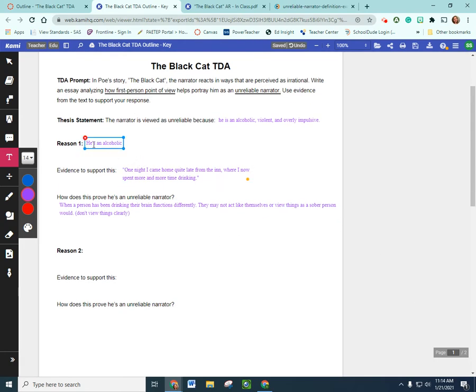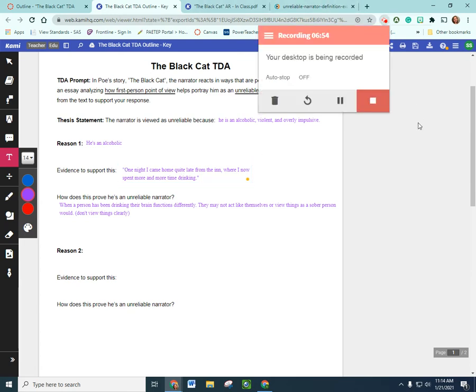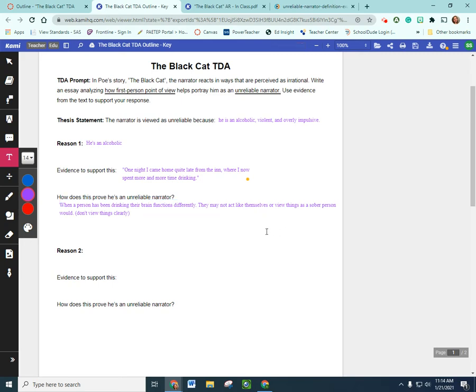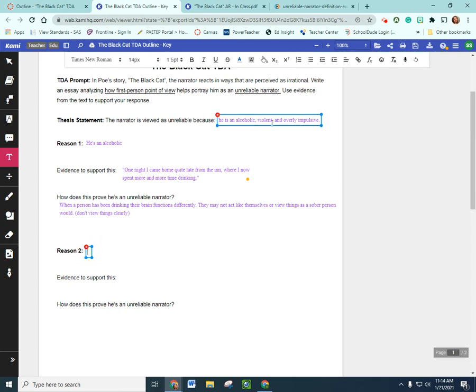So there is our first reason our narrator is unreliable. He's an alcoholic. We have a quote: one night I came home quite late from the inn where I now spent more and more time drinking. And then we know what he does right after that. He comes home, he gets mad at Pluto because Pluto doesn't want to be around him, and he cuts out his eye. Our second reason, if we look up here, is that he's violent.